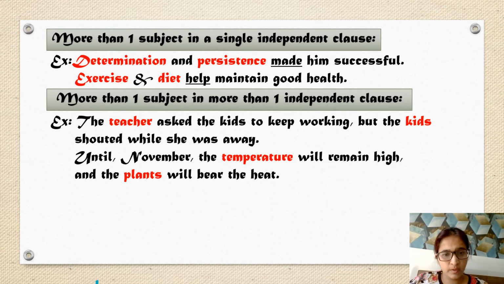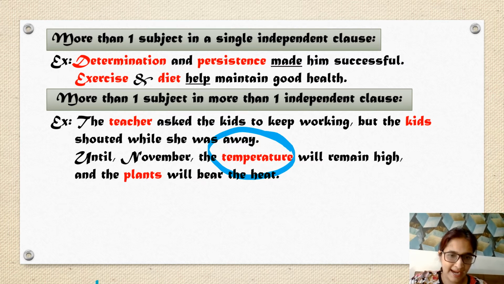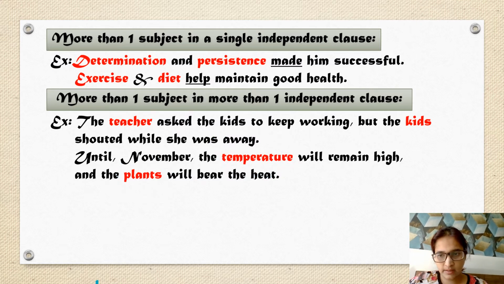Now: until November, the temperature will remain high. What will remain high? Temperature. And the plants will bear the heat. What will bear the heat? The plants. So plants and temperature are the nouns being used as a subject here.